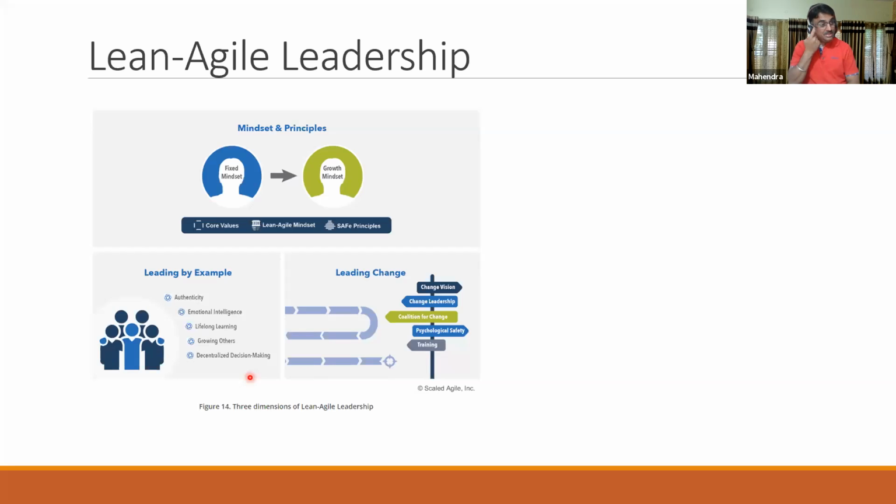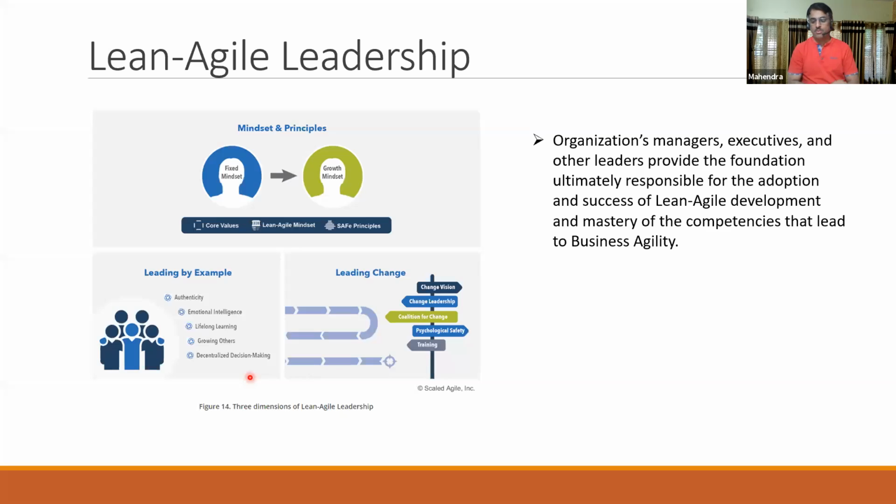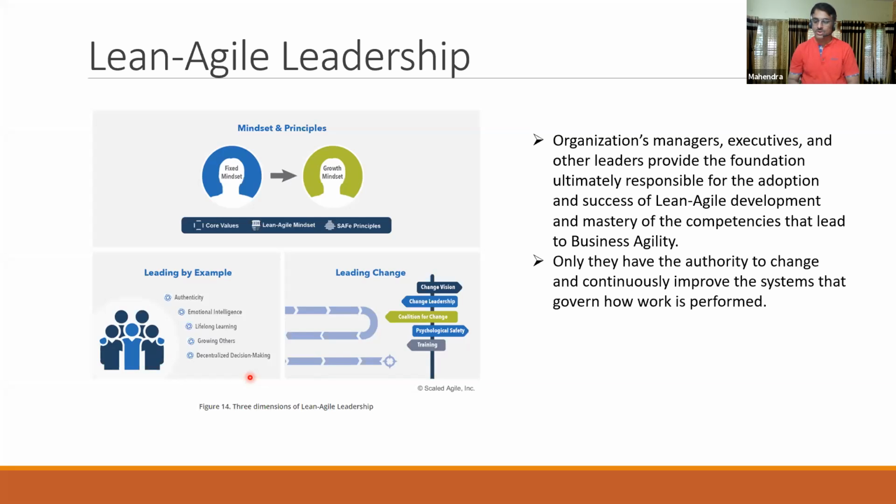The leaders in an organization are paramount. It is only the managers and the executives who provide the foundation for lean and agile development. So this is foundational. Having the leaders, the executives, the managers understanding the lean and agile concepts is paramount for any transformation, because it is only they who have the authority to change and continuously improve.